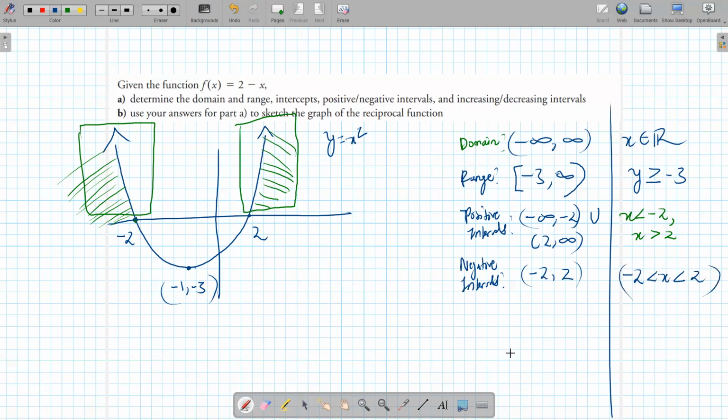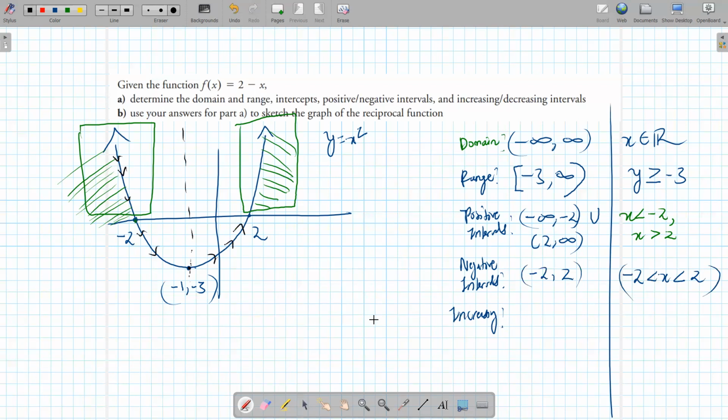Now this one has both increasing and decreasing. Increasing means where it's going up, okay? And just kind of draw arrows. We always start from left to right. Up until this middle cutoff point, the function is decreasing. And to the right of this point, in terms of x, the function is increasing.